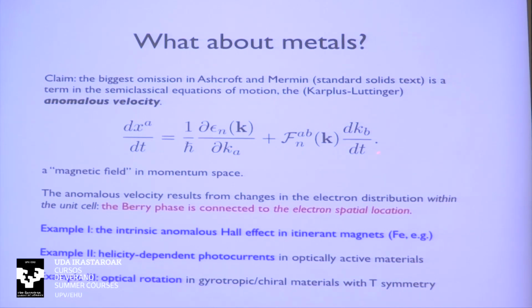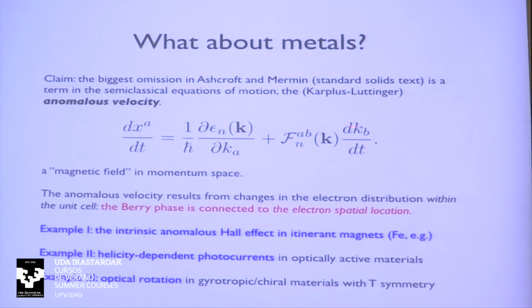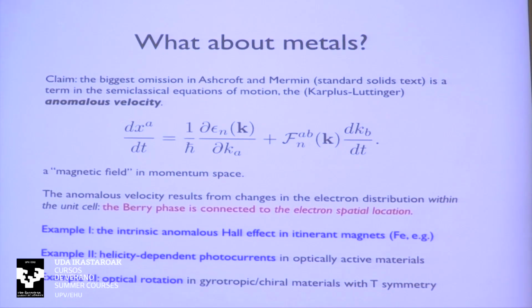And then there's an extra term, which is sometimes called the anomalous velocity or the Karplus-Luttinger velocity, after the people who were thinking about it in the 60s. Formally, this makes the equation look nice. This is, if you want, like a potential term in momentum space, and this is like a magnetic field. I didn't write the momentum equation, but the momentum equation would be like a Lorentz force law. It would have electric field plus magnetic field. So this term is kind of like a magnetic field in momentum space.